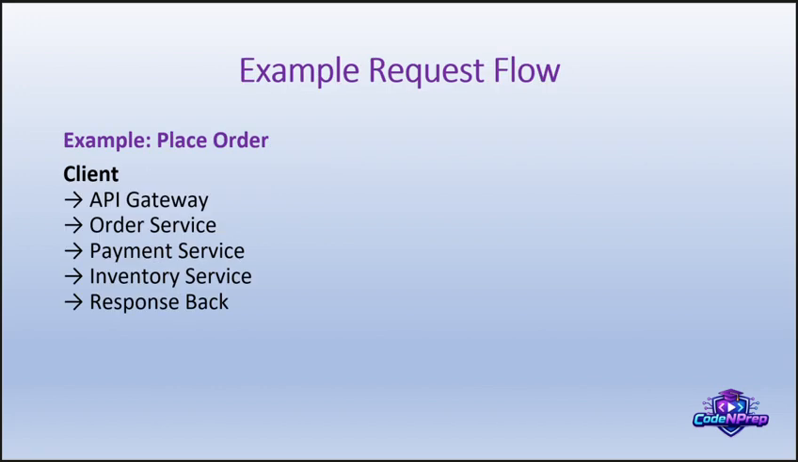Now let's walk through a real example. User places an order. The request goes to the API gateway. The API gateway forwards it to the order service. Then the order service may call the payment service to process the payment. Then it may call the inventory service to reduce stock. After everything has succeeded, the response is sent back to the client. This distributed process makes the system flexible.